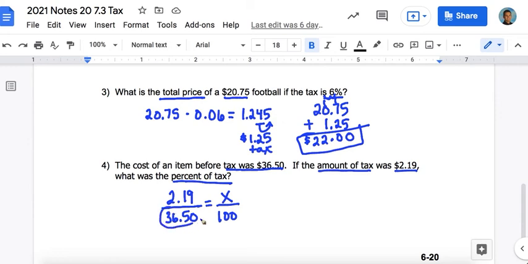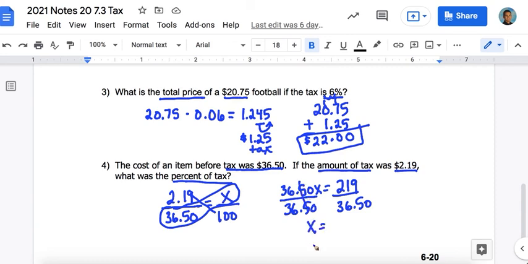Now we're going to use our cross products. 3650 times X is 3650. And 219 times 100 is 219. And the opposite of multiplication is division, so we're going to divide both sides by 3650. 3650 divided by 3650 is a 1 in disguise. And when I divide this out, I get 6, and my label here is percent because it asks for what percent.